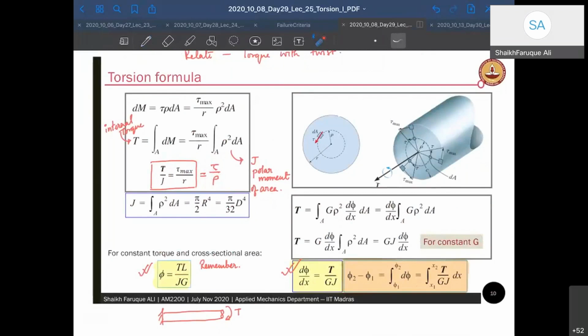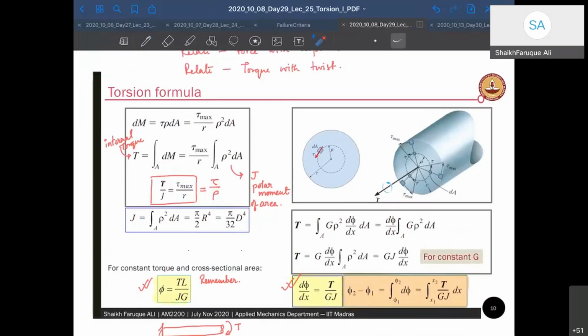Okay, for a circular member, since we are dealing with circular members, J is given by pi by 32 d^4. And for hollow sections also, you know that this is going to be pi by 32 (d outer^4 minus d inner^4). All right, now let us see how we can relate T. Our objective is to relate T with twist phi, right? So that is what we have to do.